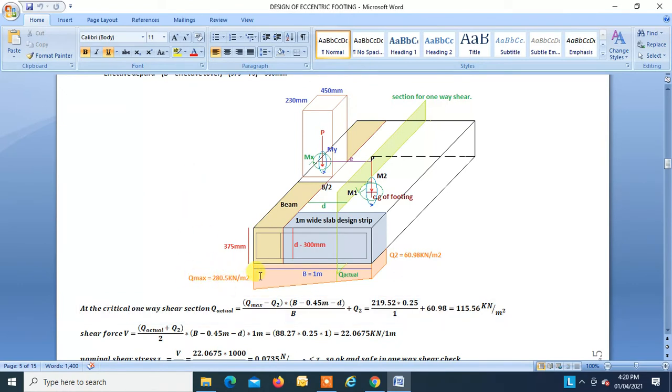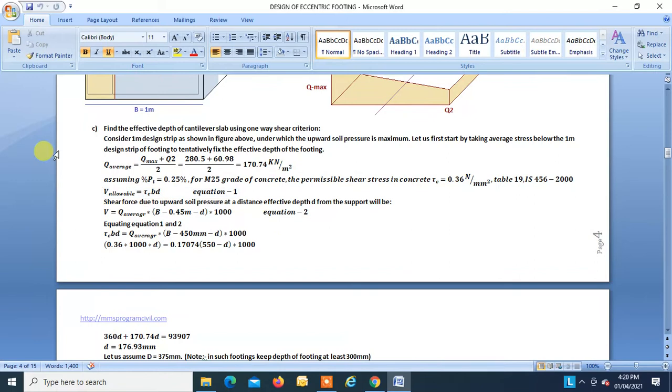So over here it is q max, that is 280.5. Over here it is q2, that is 60.98. And this is our section for one-way critical shear at a distance d from the support. We don't know d, so we don't know q actual over here. So just for the purpose of estimating the effective depth d, we will take the average upward soil pressure, that is q max plus q2 divided by 2, and that is equal to 170.74 kilonewton per meter square.